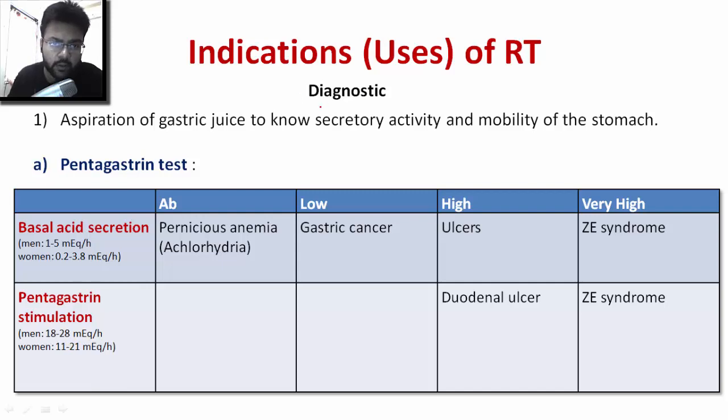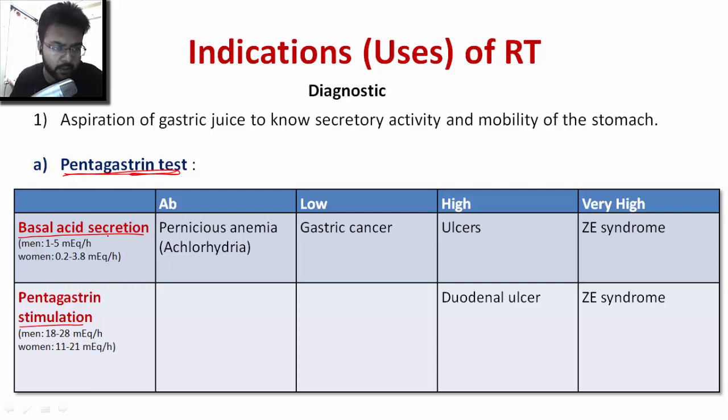Now let's look at the diagnostic use of the Ryles tube. It can be used for gastric function tests, to aspirate the gastric juice to know its secretory activity and motility of the stomach. Now let's look at the pentagastrin test. Pentagastrin is similar to gastrin hormone, which stimulates the acid secretion. This is a 5-peptide gastrin molecule which stimulates the acid secretion in the stomach. What we'll do is measure the basal acid secretion, and we'll measure the acid secretion after introduction of pentagastrin.